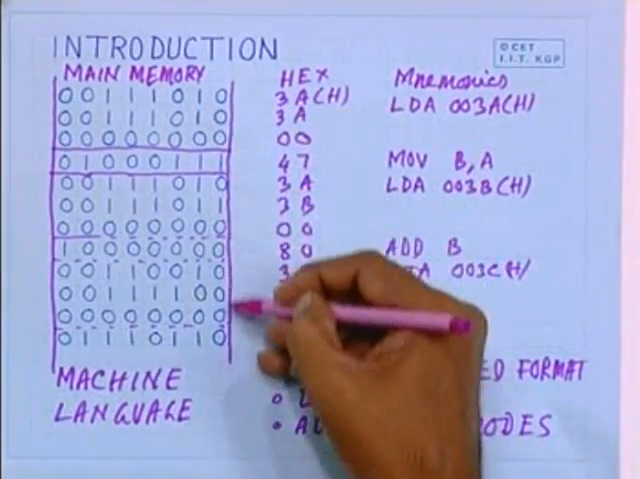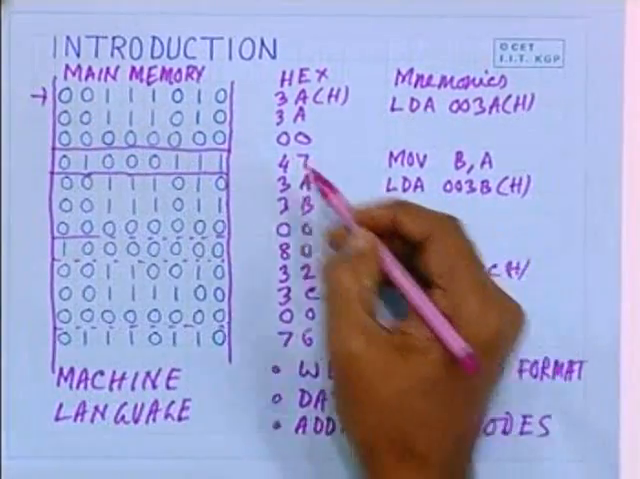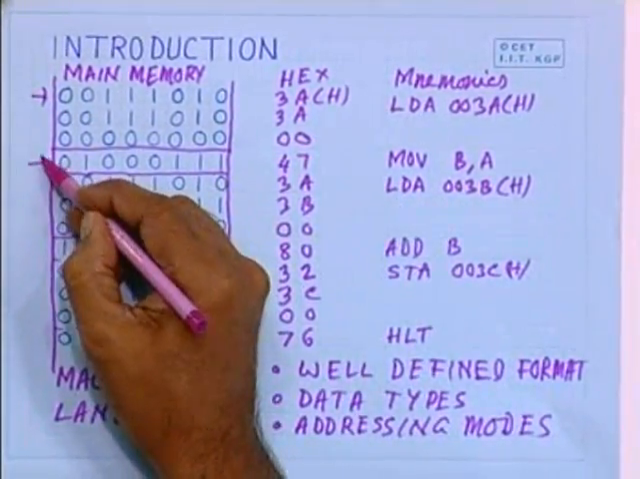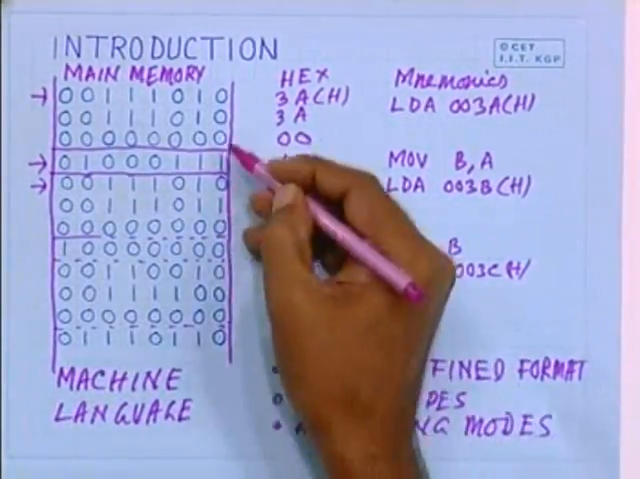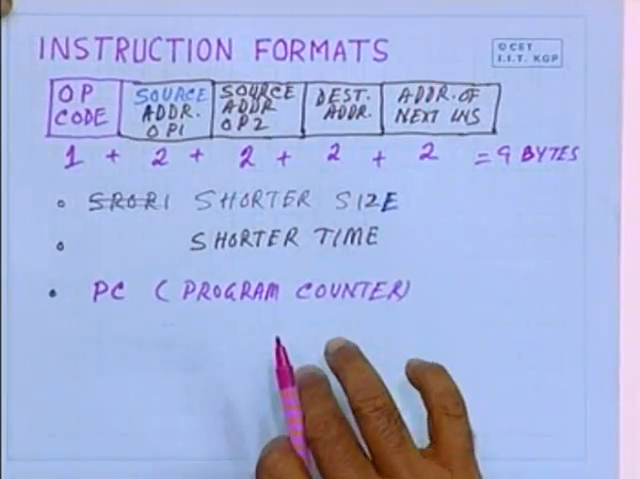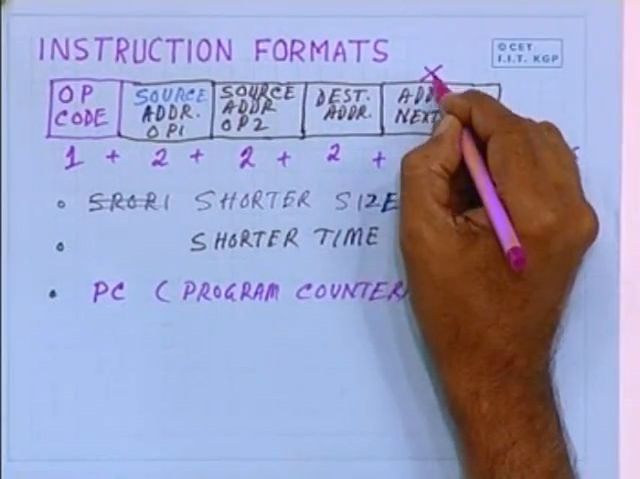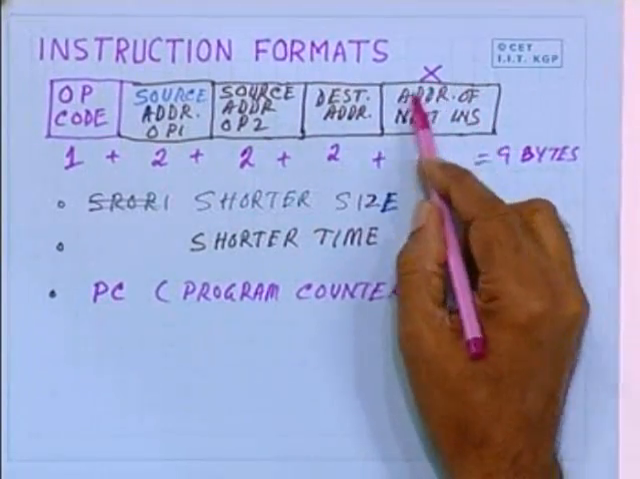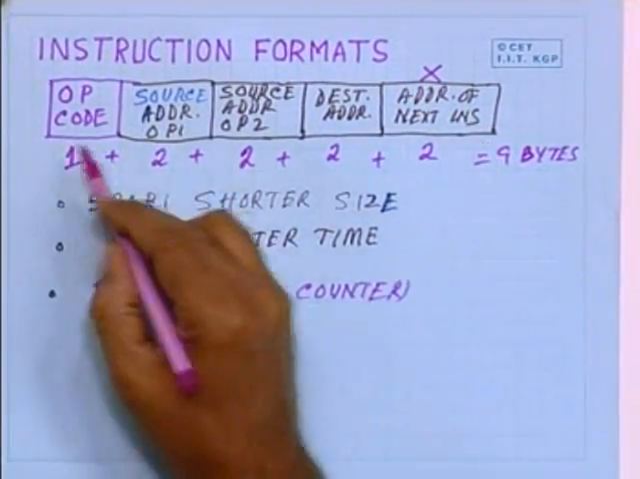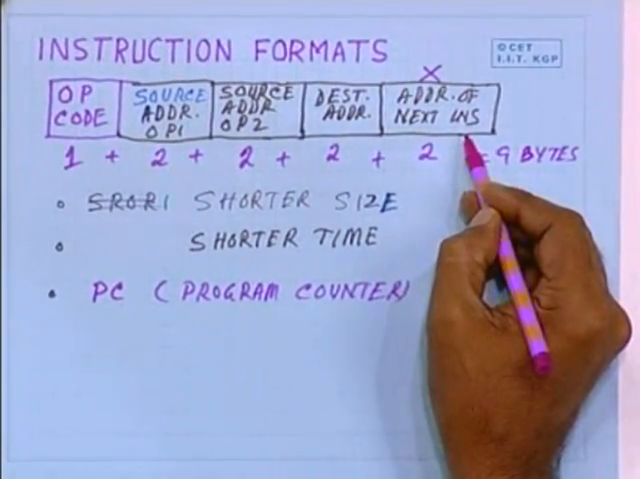So if you store them that way, the program counter starts from this location, and after this instruction is executed, it will point to this location. In this way, the program counter, implemented with the help of the timing and control unit, will point to the address of the next instruction. Then we can get rid of this field of the instruction. So the address of the next instruction need not be explicitly specified as part of the instruction if the program counter always holds the address of the next instruction.